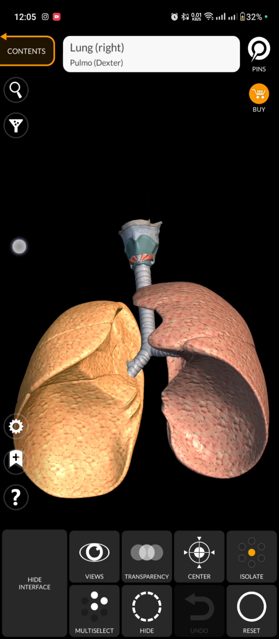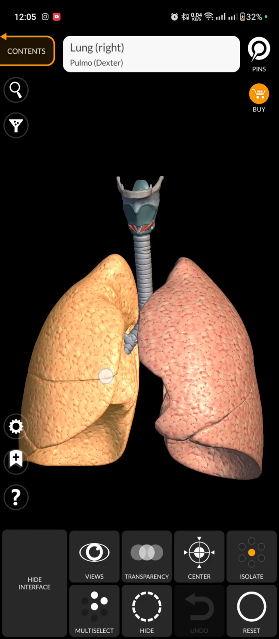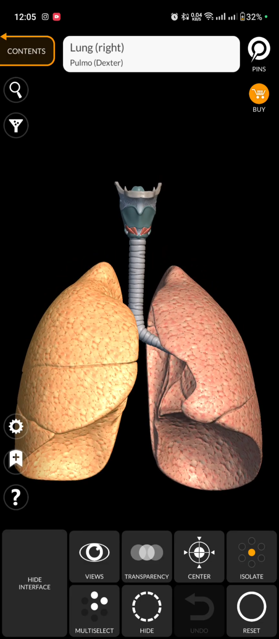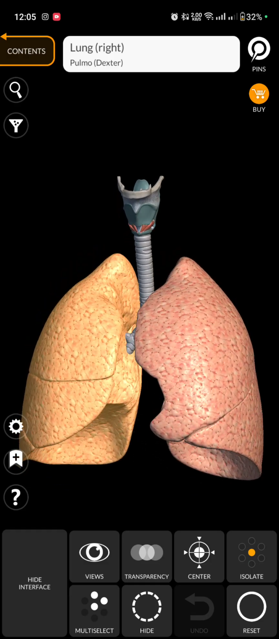The left principal bronchus is a bit more horizontal, while the right principal bronchus is a bit more vertical. It's a bit shorter and a bit wider, while on the left lung, the left principal bronchus is longer and narrower. This identification helps in differentiating the left lung and the right lung. This is the viscera of the entire lung.